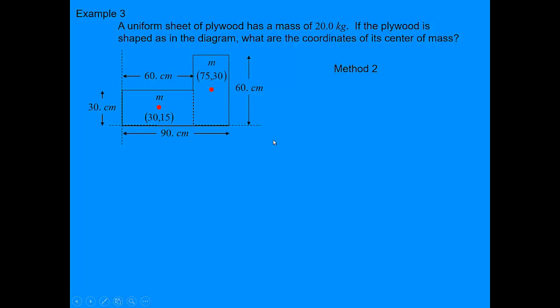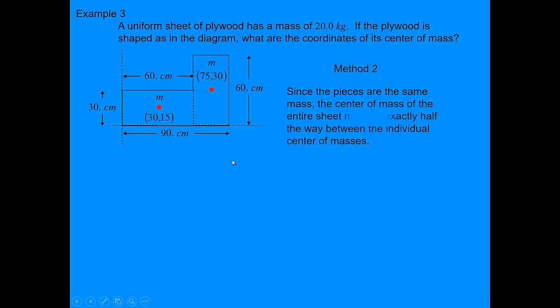Well, given what we just did, the center of mass is going to have to lie on a line between those two. But where on the line between those two? This has a mass of M, this has a mass of M. Right. It would have to be right in the center of those 2 points. So now we just have to find the center.